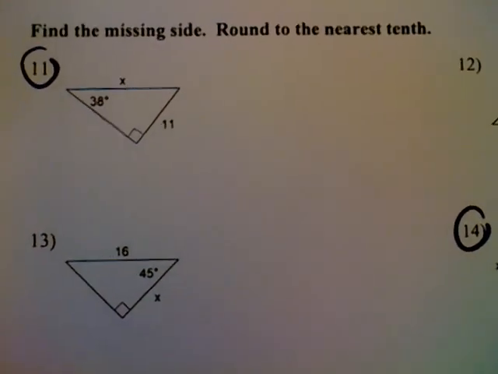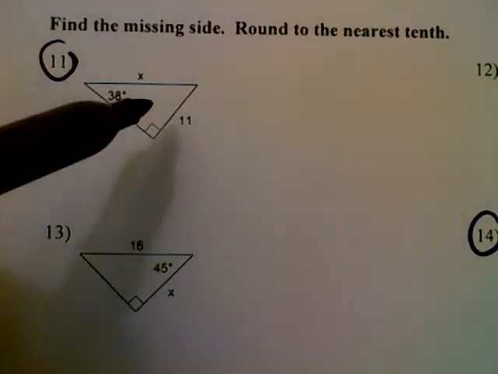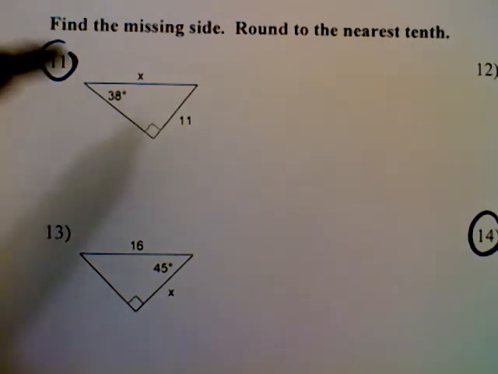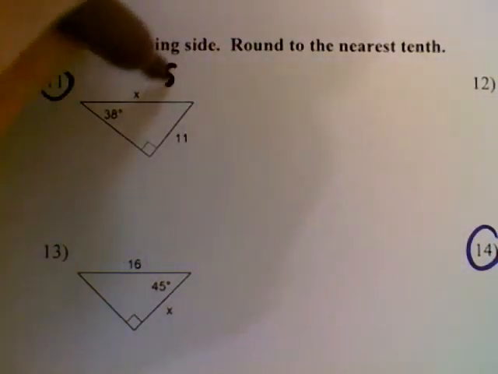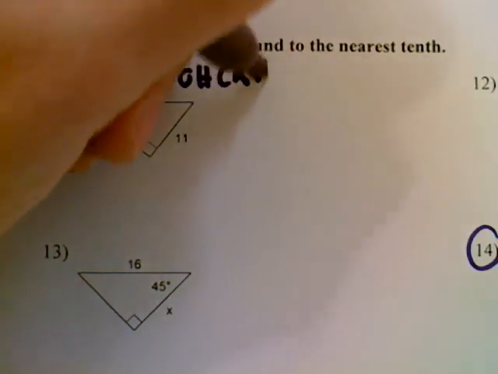So I need to know what I should use to relate these two sides together. Usually I would try and use something like the Pythagorean theorem, right? 11 squared plus this squared equals that squared. I don't have enough information. So I'm going to use trigonometry.